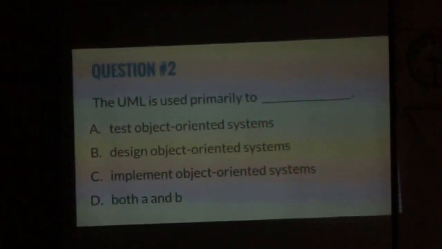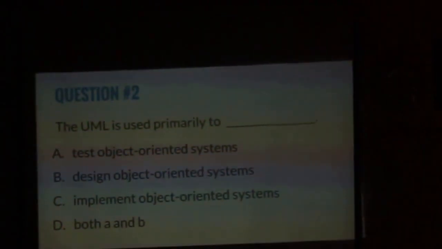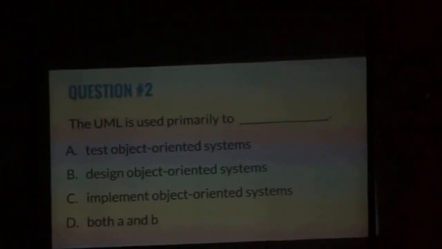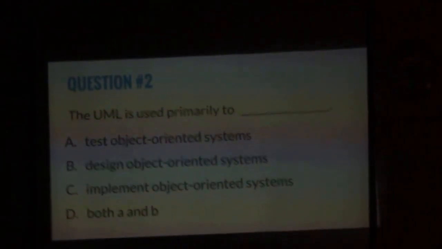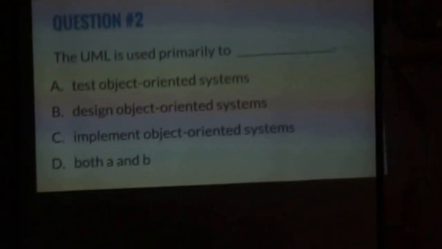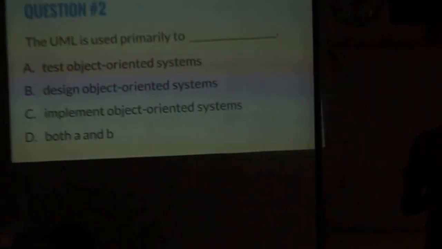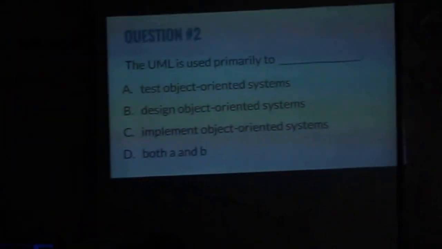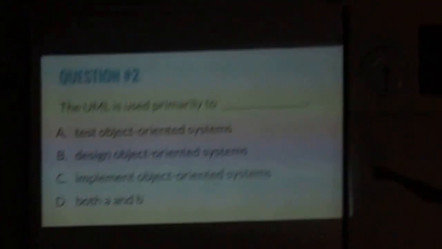Next one, this one might be a little bit hard. This was hard for me. The UML is primarily used to A, test object-oriented systems, B, design object-oriented systems, C, implement object-oriented systems, and D, both A and B. Does anybody have a guess? D? No, that's incorrect. Leo? B. That's correct.